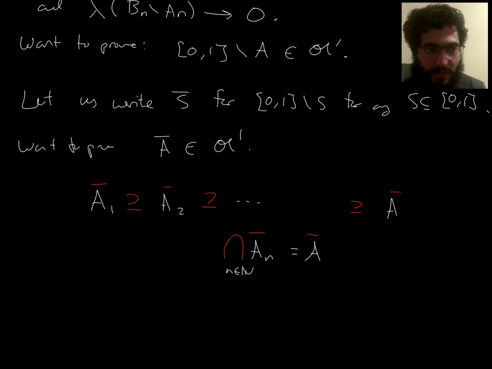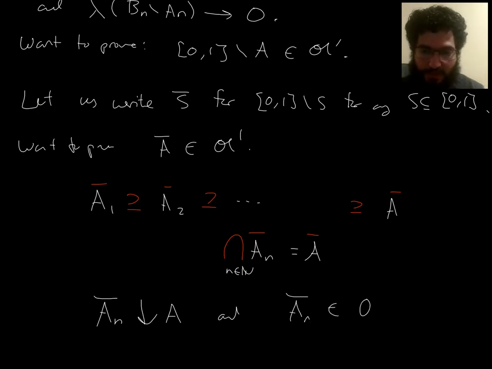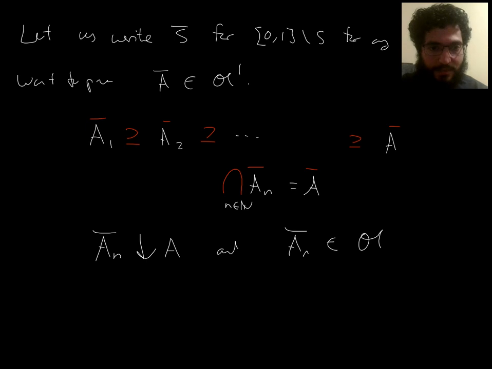And so what does that mean? It means that the A_n bars form a sequence of sets which is coming down onto A, limiting down to A. And notice that the A_n bars are all elementary sets, since they're complements of elementary sets. And you can do the same thing with the B_ns.